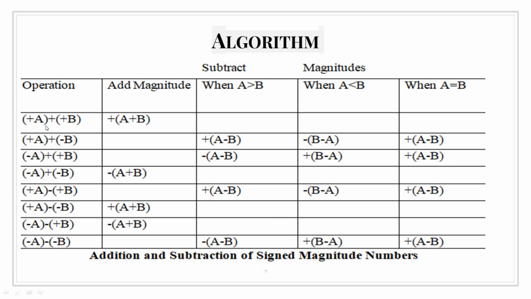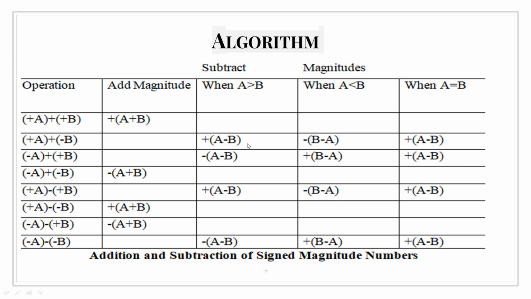Here the first operation is plus A plus B. Here both the signs are the same. So we have to add A plus B and take the sign plus. There is no comparison. The second operation is plus A plus minus B. Here the signs are different.